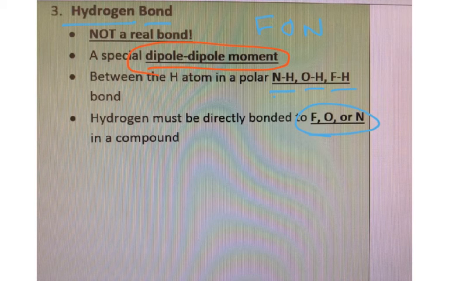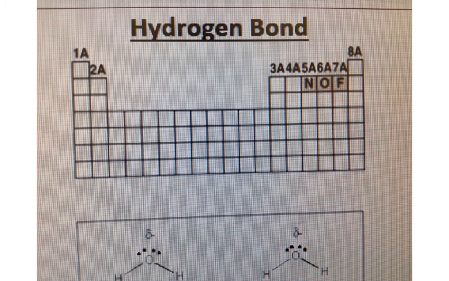Now note, as I said in the notes, this is not a real bond. It is not literally one hydrogen in one particular compound being bonded to another nitrogen or oxygen or fluorine in another molecule. It is just a really strong attraction. So that's kind of why they say hydrogen bond, because that bond is a stronger attraction than usually IMFs have. All right, so looking at this, hydrogen bonds, remember, are only between hydrogen and a fluorine, oxygen, and nitrogen, and they literally have to be connected to them.